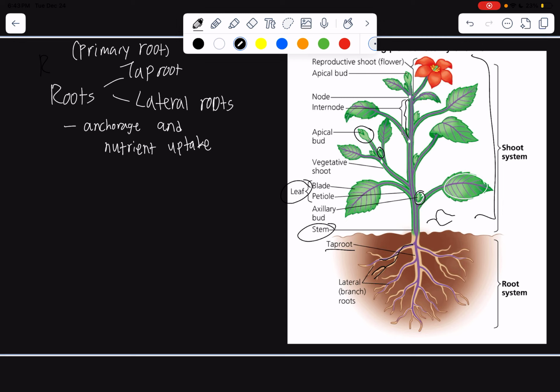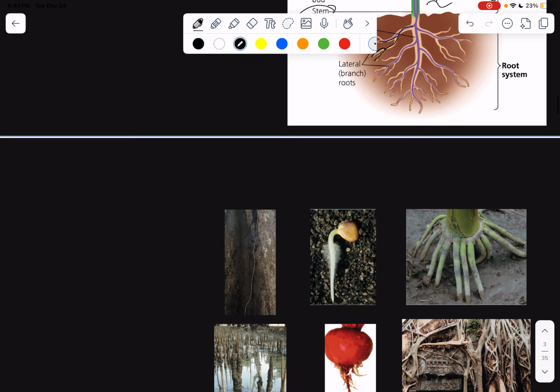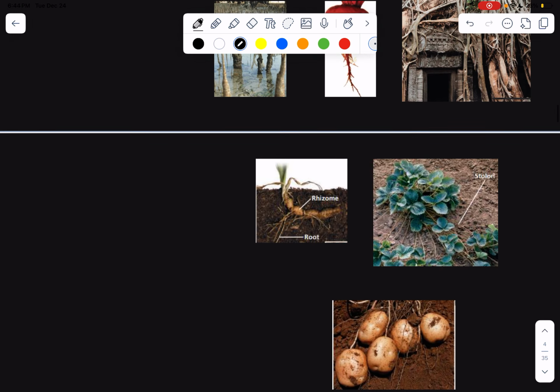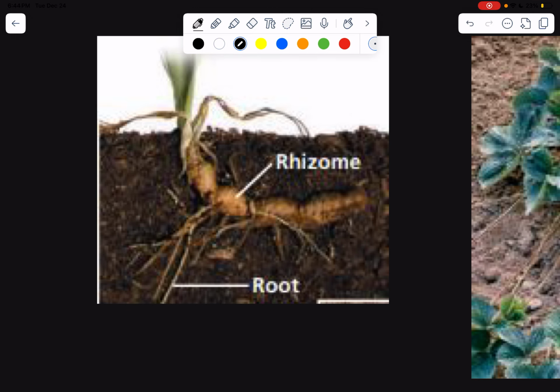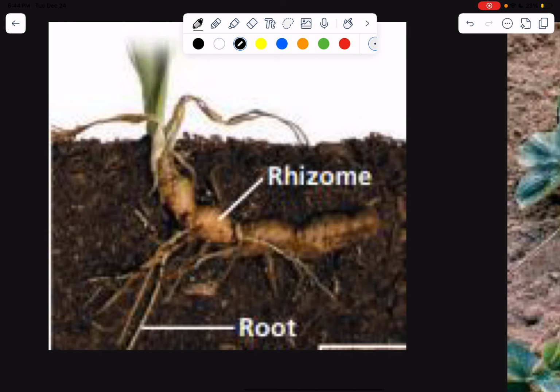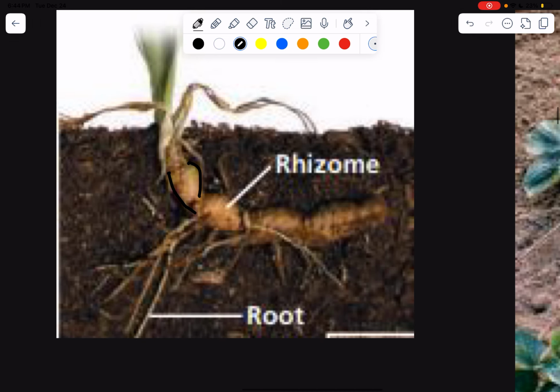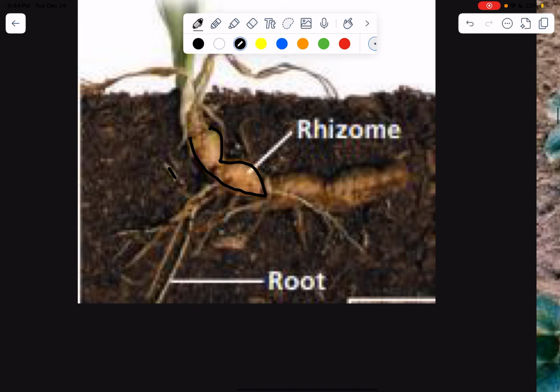Notably, some of these are often mistaken for roots because they're under the soil, but they are still part of the stem. As you can see, the rhizome here is a horizontal shoot that grows just below the surface, and vertical shoots emerge from the axillary bud on the rhizome. You can clearly see the rhizome, at least here, this long segment, and these spindly parts are actually the roots.